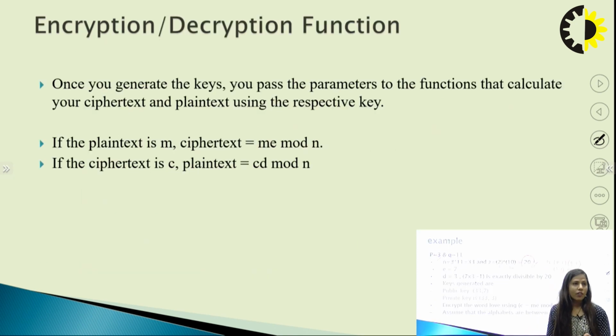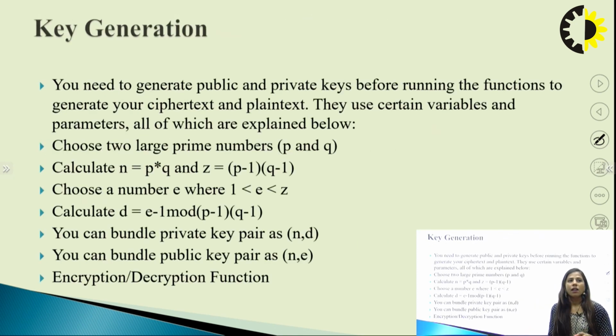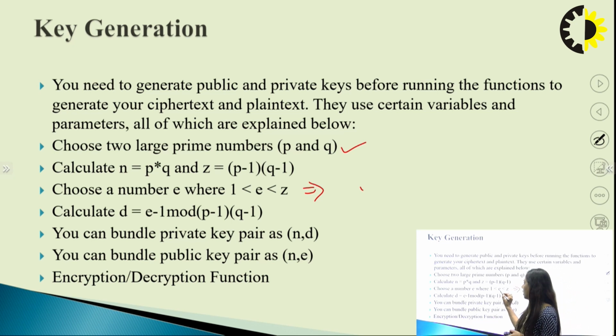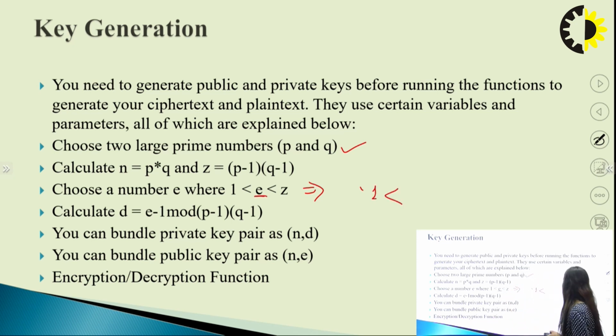In this step we have chosen two prime numbers, then calculated n, which is P times Q, and z equals P minus 1 times Q minus 1. Now, what is the next step? We have to choose any random number which should be greater than 1 and less than z.